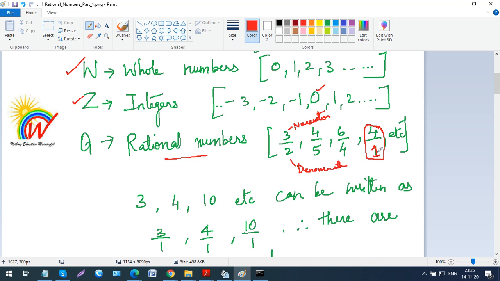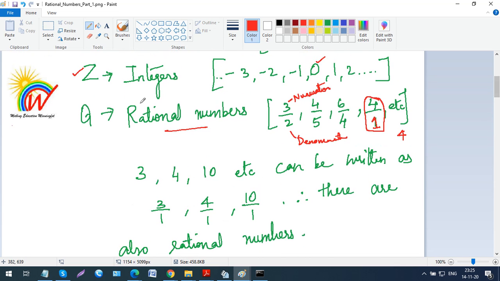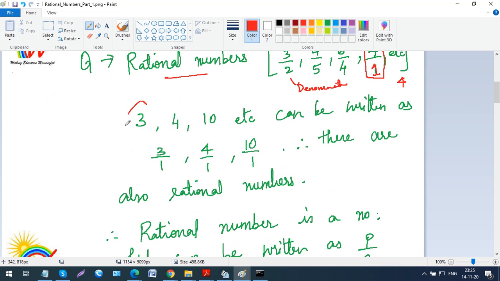We can even write 4 by 1 simply as 4. All the numbers like 1, 2, 3, 4, 5 have 1 in the denominator, which we don't have to specifically write. So all the numbers we have learned so far, like all the integers, are actually rational numbers. 3, 4, 10 are rational numbers because you can write 3 as 3 by 1, 4 as 4 by 1, 10 as 10 by 1 and so on. If I ask you the numerator and denominator of 3, the numerator is 3 and the denominator is simply 1.